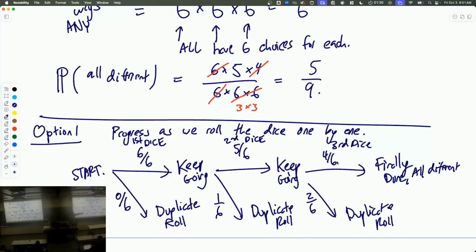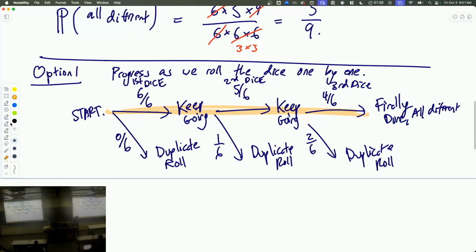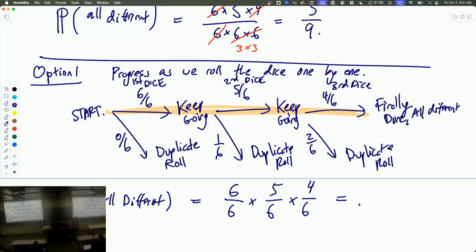And again, these 6 out of 6, 5 out of 6, and 4 out of 6, these are actually conditional probabilities. 5 out of 6 is the conditional probability that the second dice will be fine, given that the first dice was also fine, and so on. And when we have these probability trees, we know, we're used to it now, you multiply along the branches. So you multiply along this branch. So the probability of the event that we're looking for, the probability of all different, will be the product 6 out of 6 times 5 out of 6 times 4 out of 6, which is exactly what we got before. So same answer, slightly different reasoning, equally good way to do it.